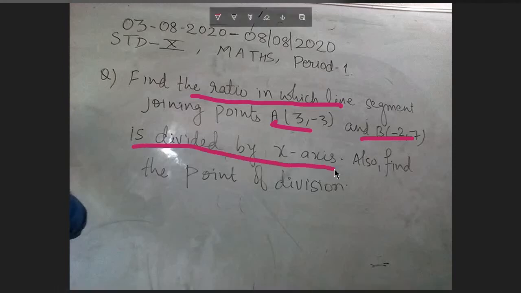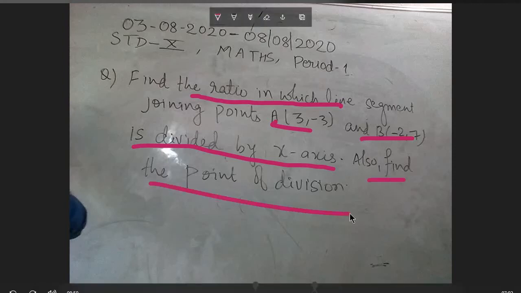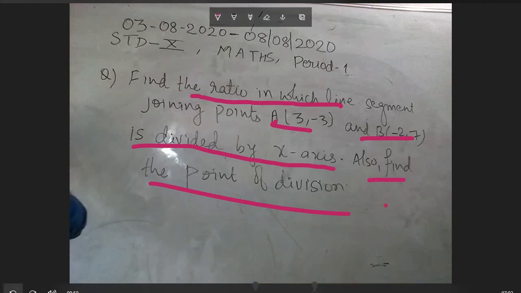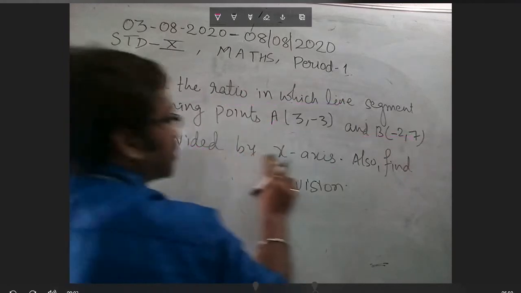That means the point is on the x-axis. Also find the point of division. We have to find the point of division. How will we do it? We are going to use the section formula here. See, we are going to use this section formula. Okay, how? Just see this. So we are going to start our solution here. So this is our solution part. We are going to solve.